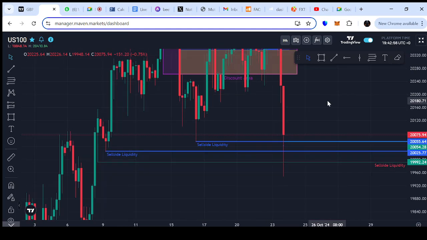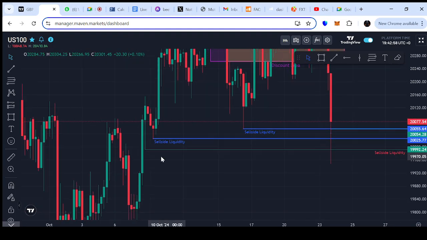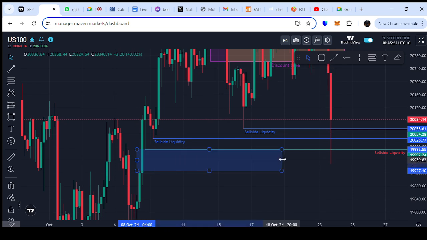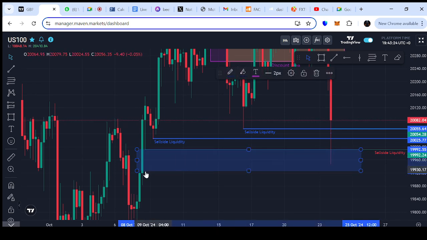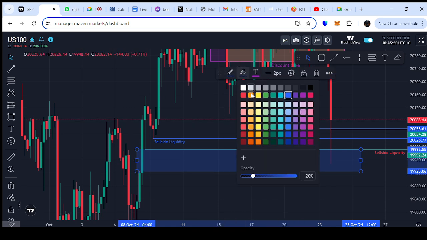then deliver into any inefficiency like it did here. Here is an inefficiency. After taking this liquidity here, here is the sell side liquidity, we delivered inside this inefficiency. This is an inefficiency, a fair value gap between this candle, the low of it, and this candle, the high of it. You can see that's what price will do.